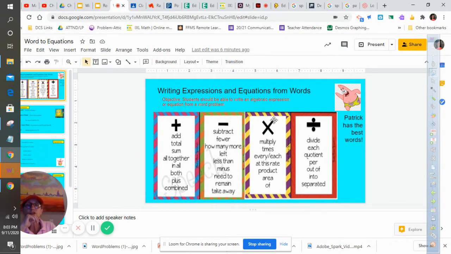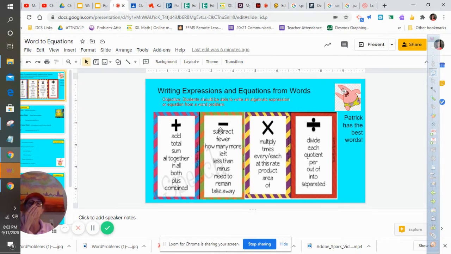You've learned these words over the years. You probably started them in the third, fourth, fifth and sixth grade, and they didn't mean much then. But now I really need you to know them. So the words for addition, if we need to add something, obviously we might say add or total or sum. Sum, that's a big one. And then combined is another big one.